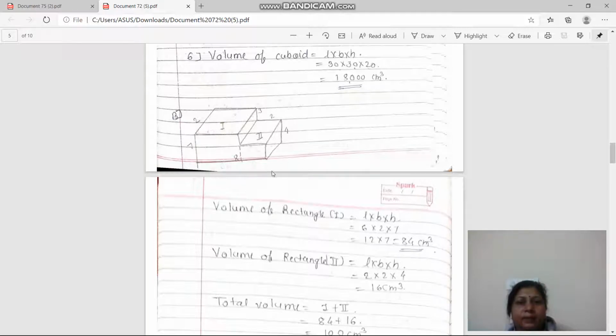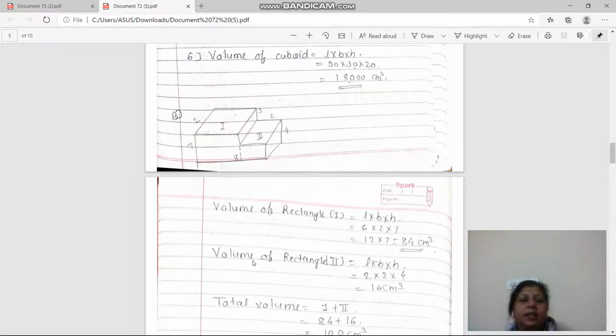it is 6 into 2. So this is 2, and this is 6. This total is 8, and this one is 2. That means up to this it is 2. So it is 6. 6 into 2 into 7. That is 6 twos are 12, 12 sevens are 84 centimeter cube.